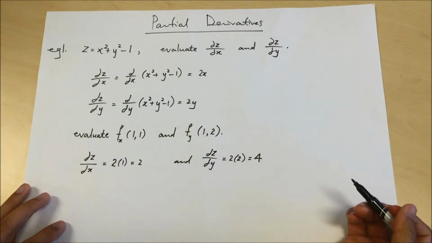For del z over del x, we sub x equals 1 and y equals 1 into 2x. Since x equals 1, we get 2 as the answer. And for del z over del y, we sub x equals 1 and y equals 2 into 2y. Since y equals 2, we get 4 as the answer.